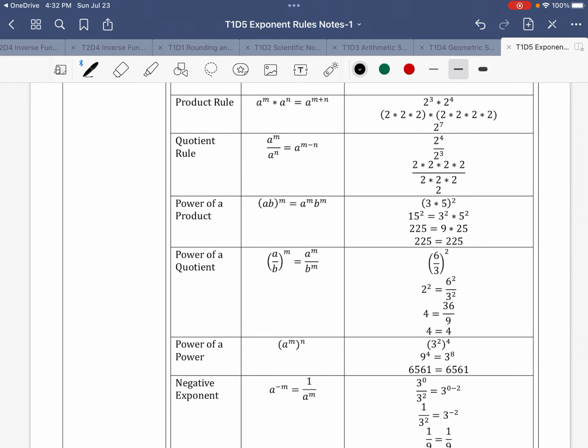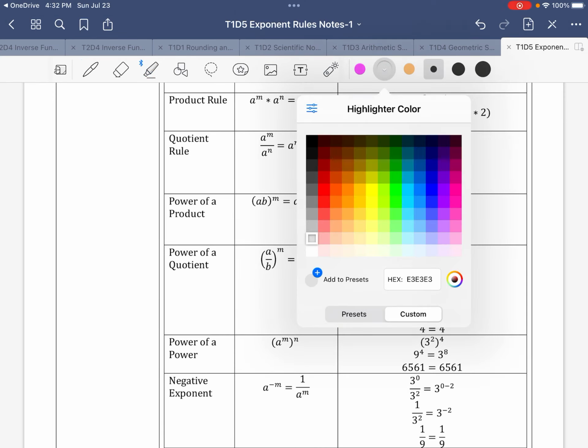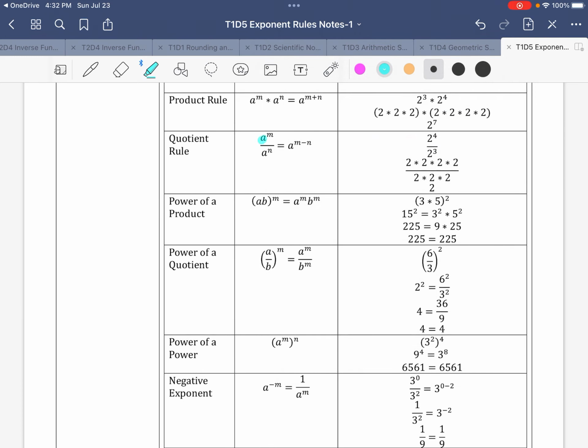Our product rule states that if we have the same base, and it's important to recognize that this only works if the base is the same, so here, A and A have to be the same number, then we can take this A and this A. Then we have to take M and N, which are our exponents, and we can add them together.